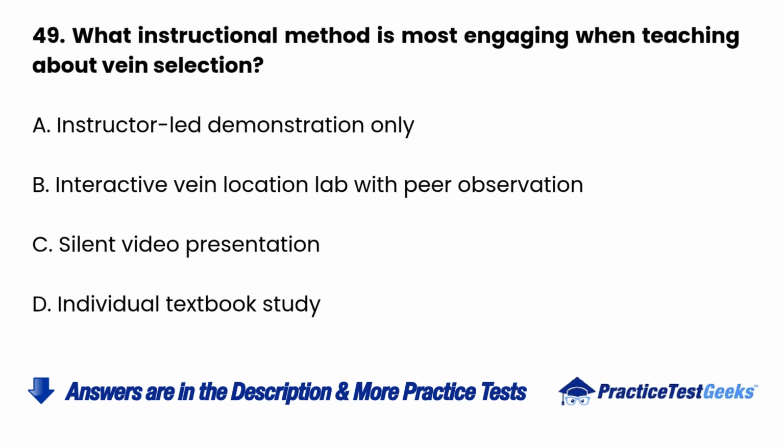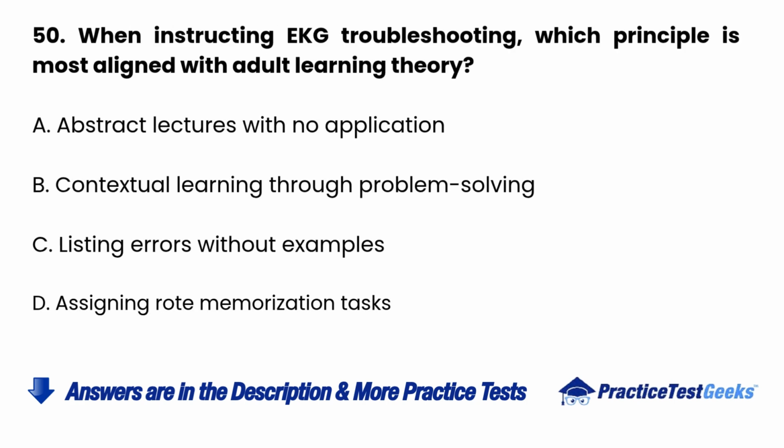49. What instructional method is most engaging when teaching about vein selection? A. Instructor-led demonstration only. B. Interactive vein location lab with peer observation. C. Silent video presentation. D. Individual textbook study. 50. When instructing EKG troubleshooting, which principle is most aligned with adult learning theory?